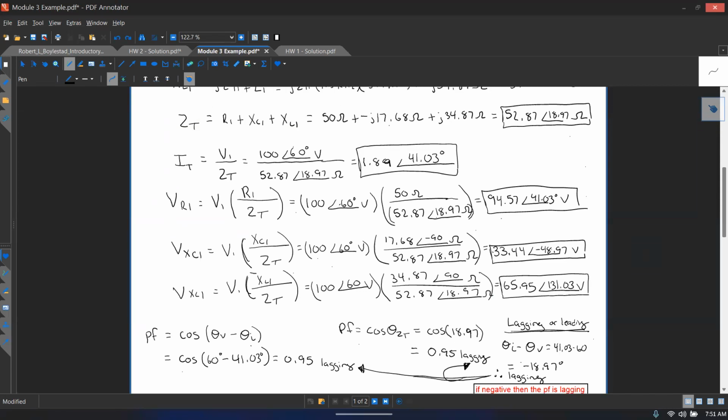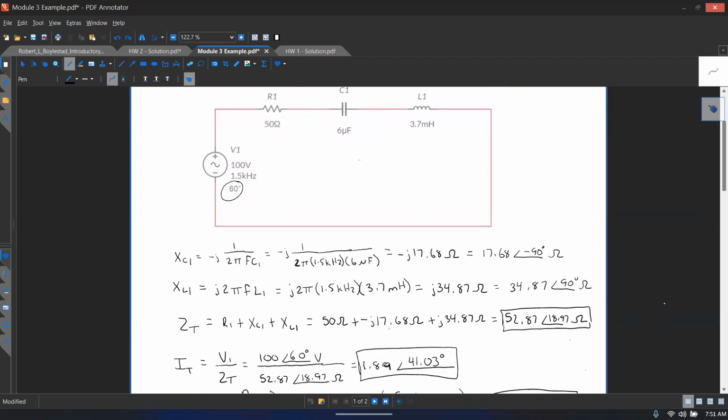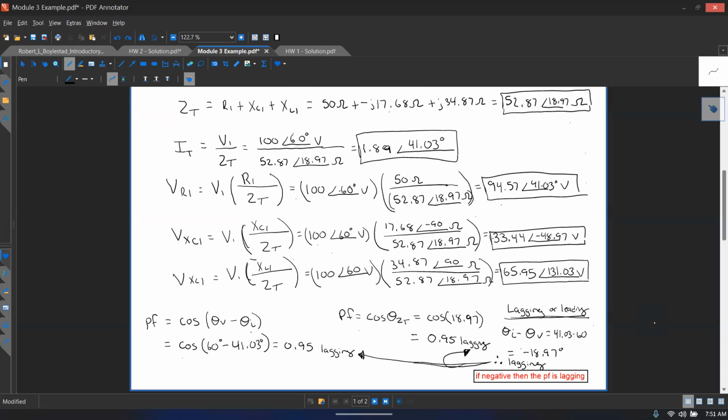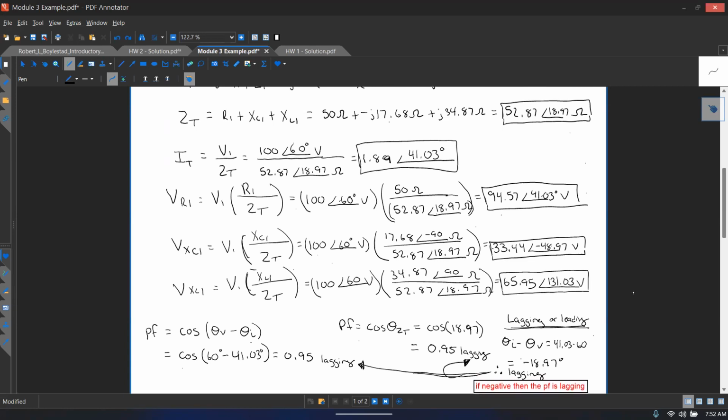So let's say, for example, you were only given the total impedance. You really don't need to know any more information to determine the power factor. You know the impedance, so you can come down to this equation, the cosine of the phase angle of your impedance, and find the power factor. Likewise, if you knew the phase angle of your voltage source and your total current, you can use this equation.